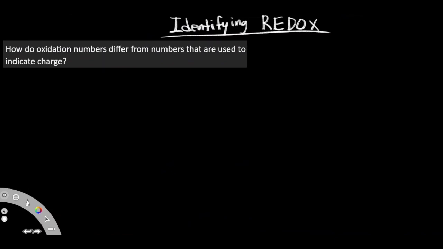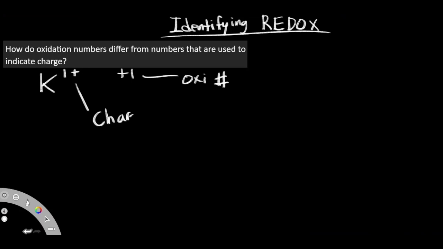Well, let's have a look at this question here. How do the oxidation numbers differ from the numbers that are used to indicate charge? Well, you're probably used to seeing, for example, potassium, it tends to have a 1 plus charge. Why was it always written as 1 plus instead of plus 1? Because this plus 1 is related to the oxidation number that we've been doing in the series. When you have a 1 plus written where the number comes first and then the plus comes after, this tends to be for the charge. So what is the difference between the two?